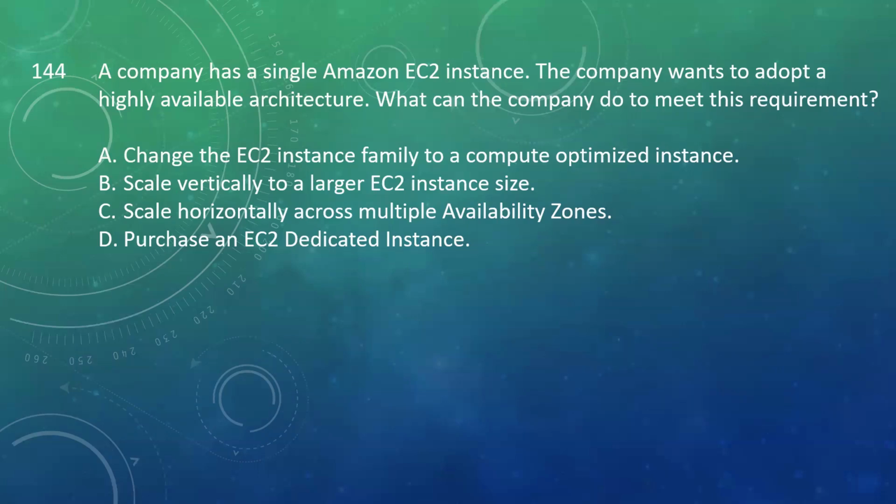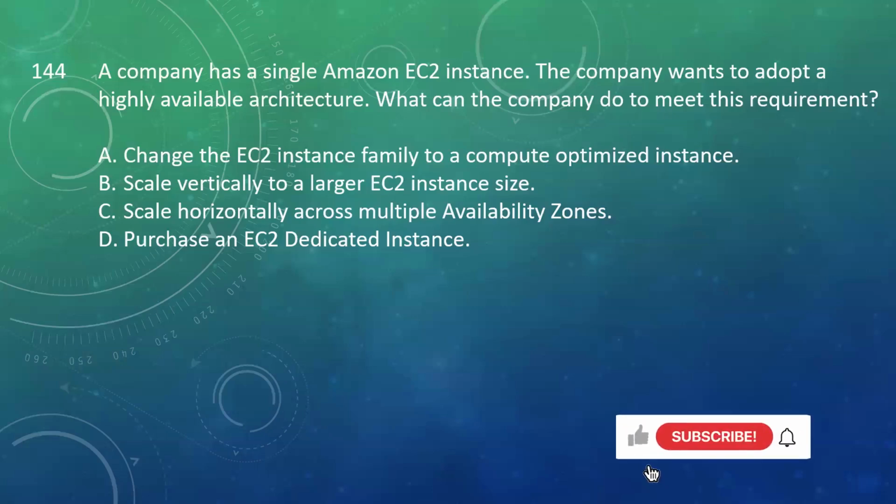Now here they are looking for high availability. So let's first see what happens when you go with option A. Option A is to change the EC2 instance to a compute optimized instance. With this, you'll get more compute power, but you won't get high availability. So the option is incorrect. Option B talks about scaling vertically to a larger size, which will give you more CPU and RAM, but again, no high availability.